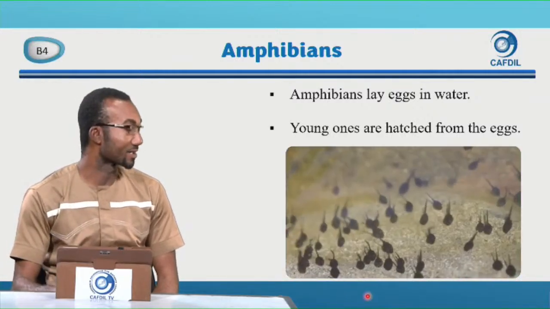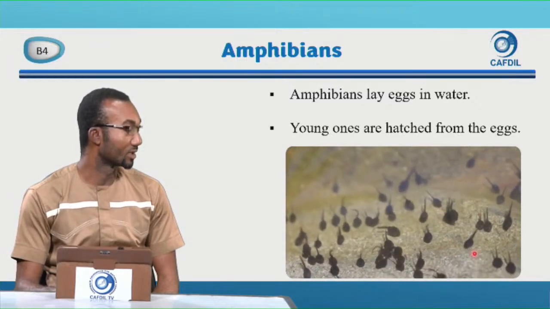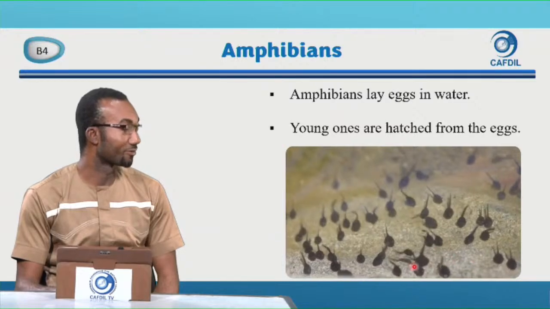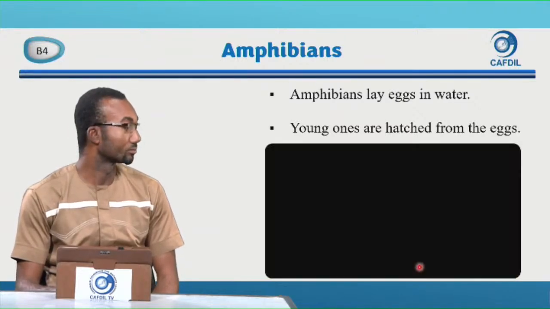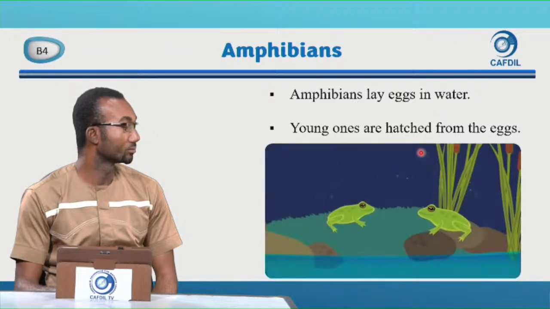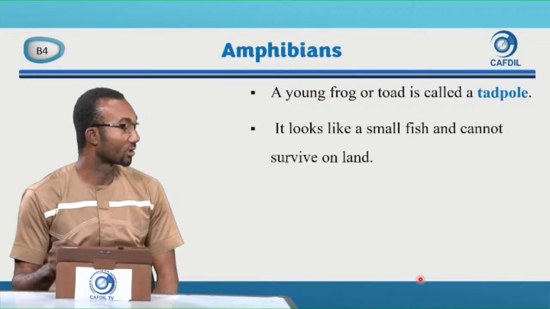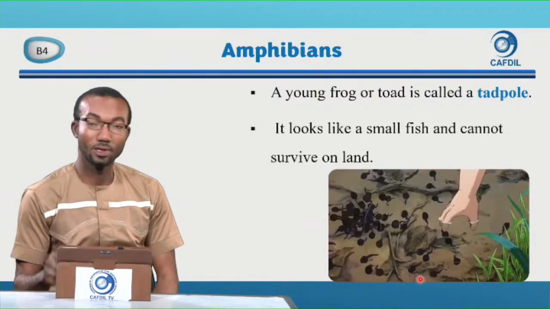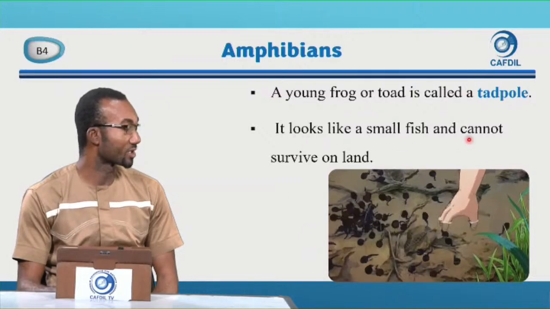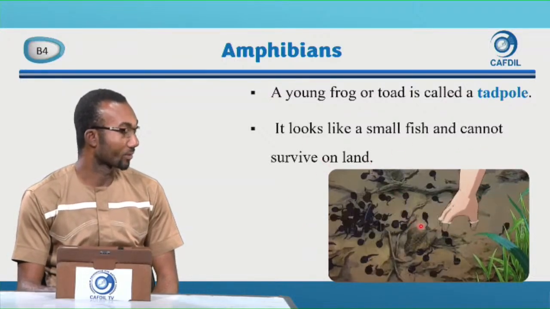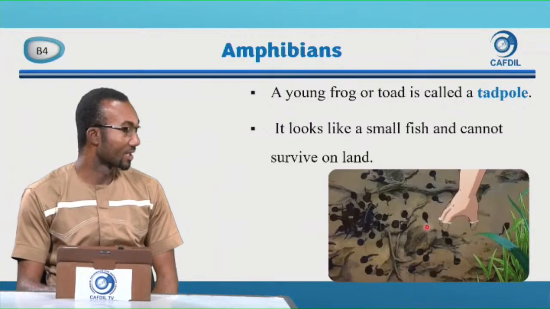And the young ones are hatched. These are the young ones. Their young ones are hatched from the eggs. So they lay eggs in water and young ones are hatched from the eggs. A young frog or toad is called a tadpole. A tadpole looks like a small fish and can't survive on land. When they are hatched, they look like this, and this is what we call tadpole.